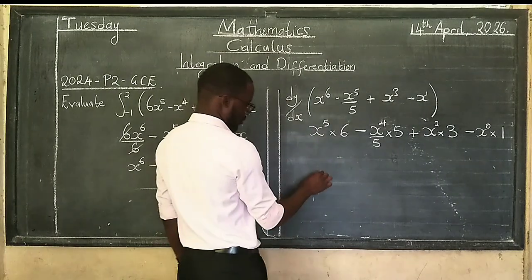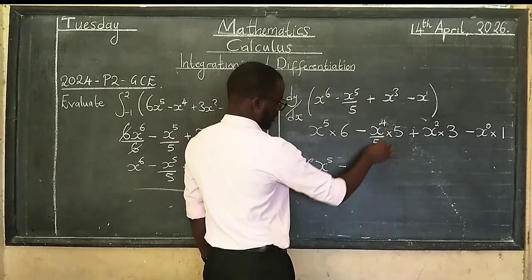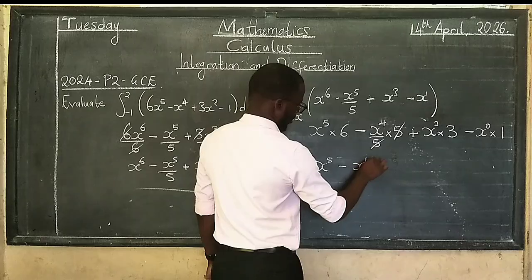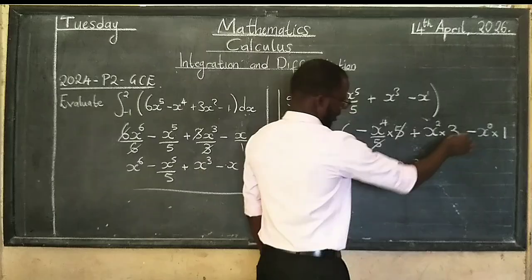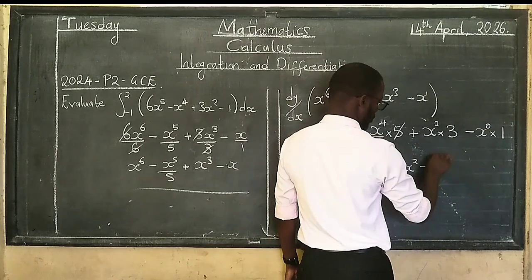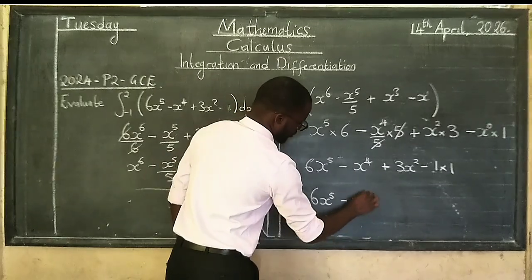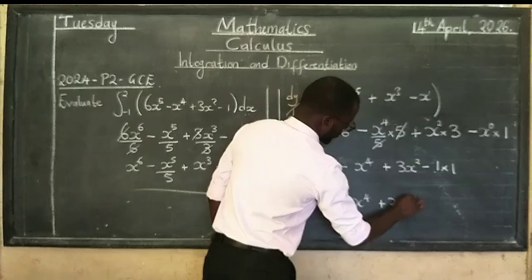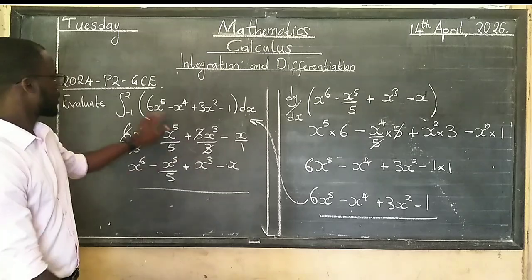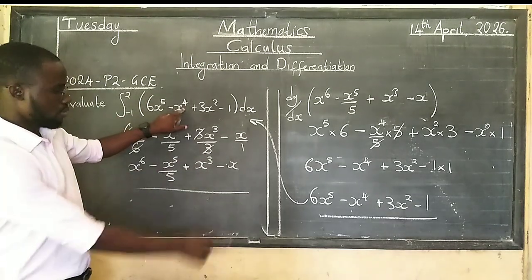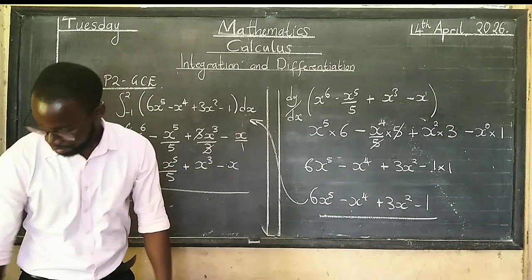So this is going to be x times this will be 6x to the power 5 minus this goes with that, x to the power 4 plus this times this, 3x to the power 2, then there minus any number to the power 0 is 1 and 1. So this is going to be 6x to the power 5 minus x to the power 4 plus 3x to the power 2 minus 1 times 1 is 1. 6x to the power 5 minus x to the power 4, 3x squared minus 1. Then let's see if we can use limits.